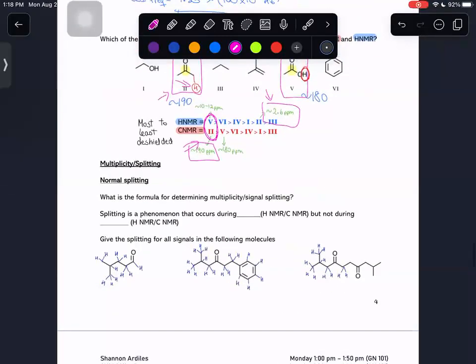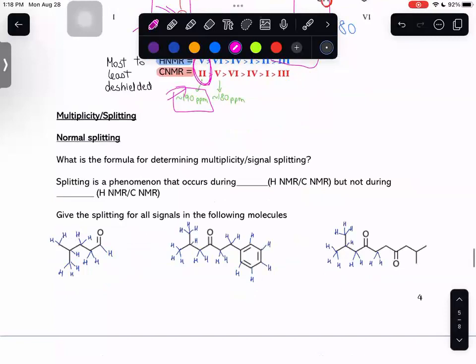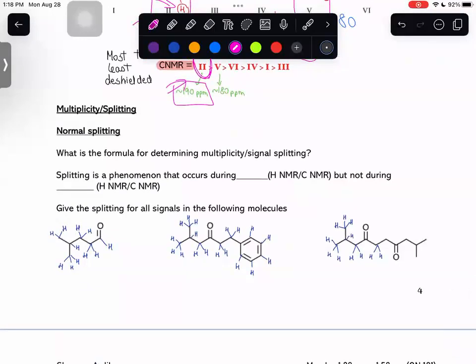Now, talking about multiplicity. Let's start with the one that you guys know, normal splitting, because there's a complex one. So let's start with multiplicity. Multiplicity, remember, is all about your neighbors, right? So we're just counting the neighbors, and then plugging them into a little formula. What's that formula? Beautiful, n+1.